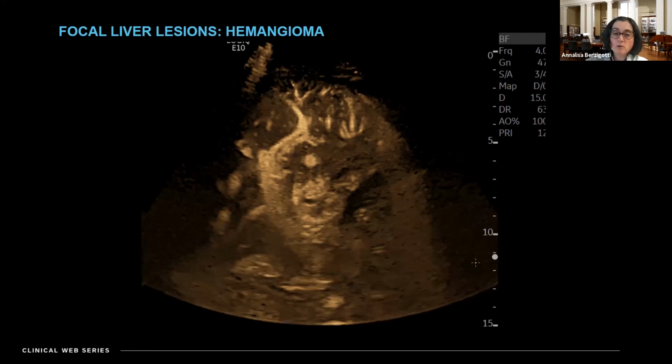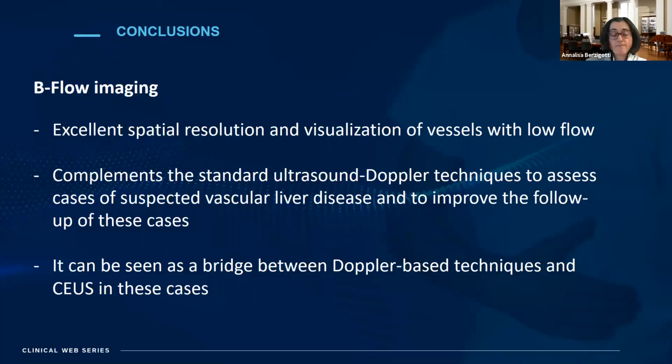Anyhow, since we could not be totally sure, and the images on the standard mode were not typical, we decided to go for a magnetic resonance that confirmed that this was indeed a hemangioma. So I hope that with these examples, I could prove that this technology has an excellent spatial resolution and can allow visualization of vessels with very low or slow flow. I think it complements the standard ultrasound Doppler techniques to assess cases of suspected vascular liver disease and to improve the follow-up of these difficult cases.